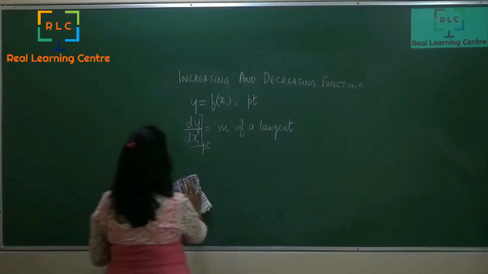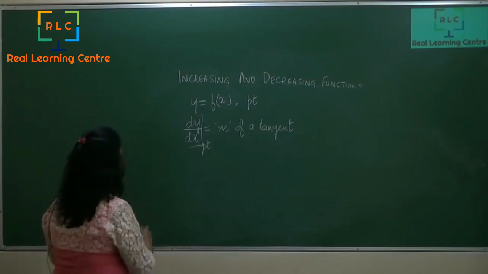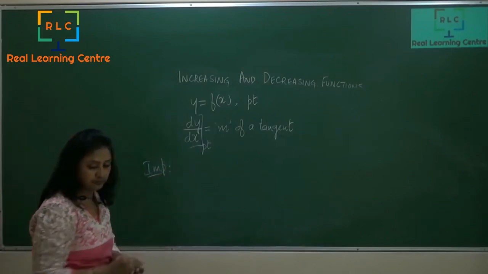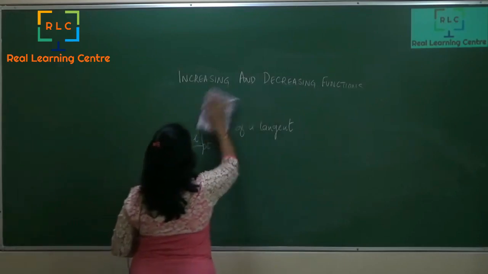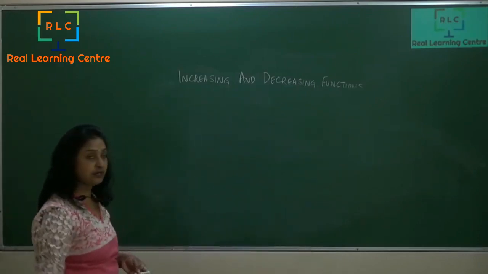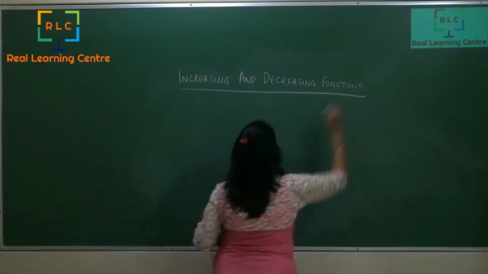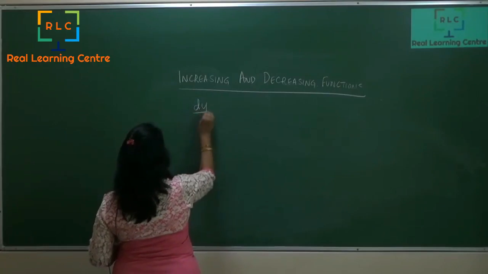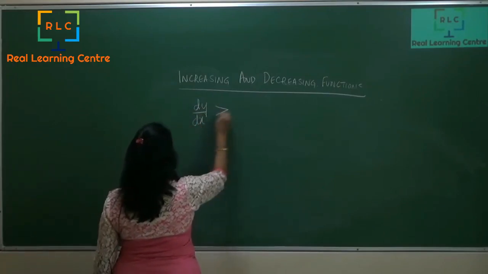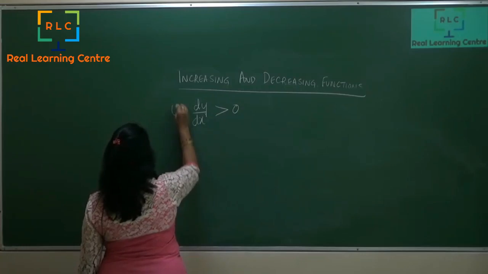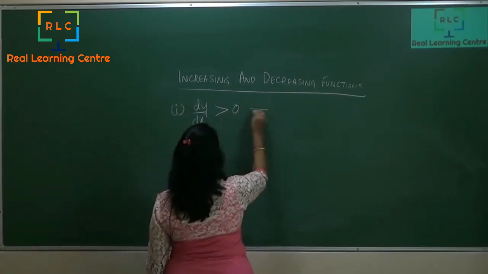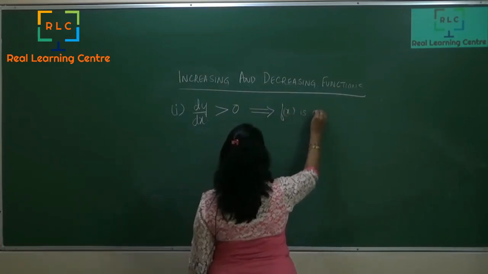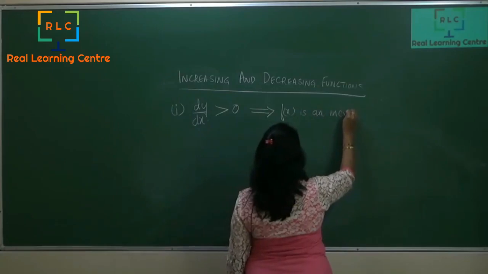So what I want you to understand is the slope of a tangent. Let me write the important point for you to remember. The only important point you have to remember, let me erase and write. I don't want you to see this. Whatever I write now should stay in your mind. So for increasing and decreasing functions, what am I going to follow? dy by dx greater than 0, that is, positive. This implies that f of x is an increasing function.